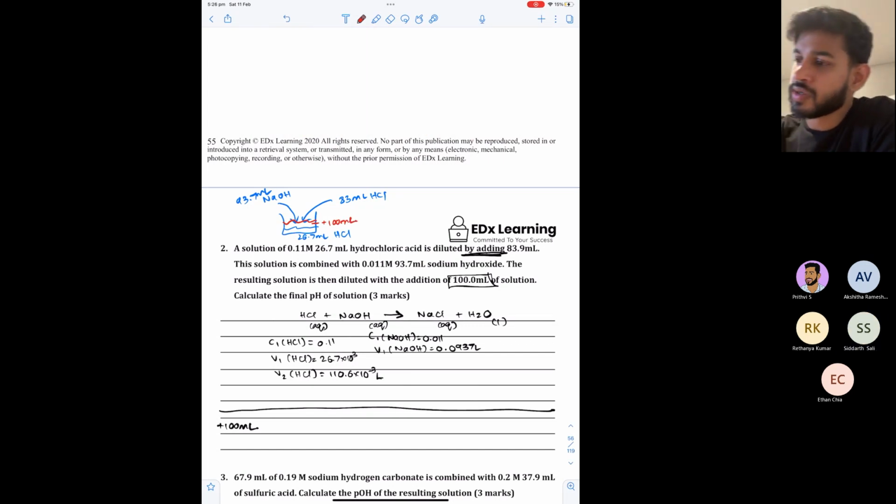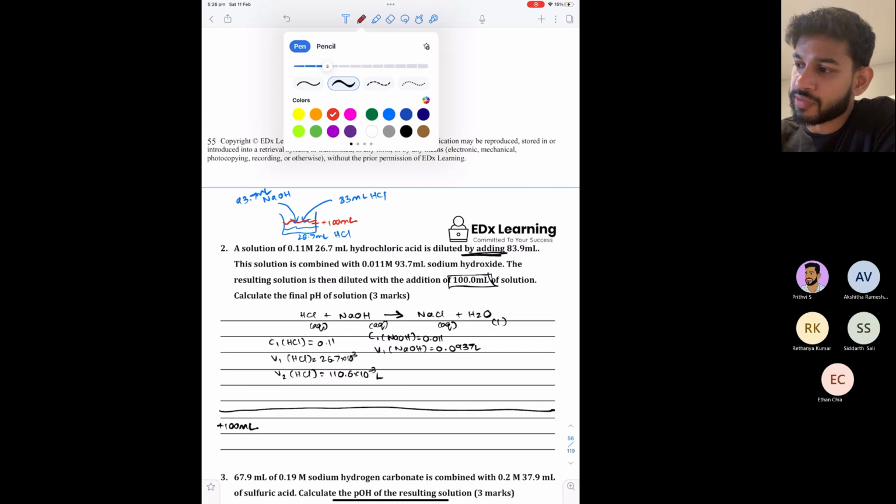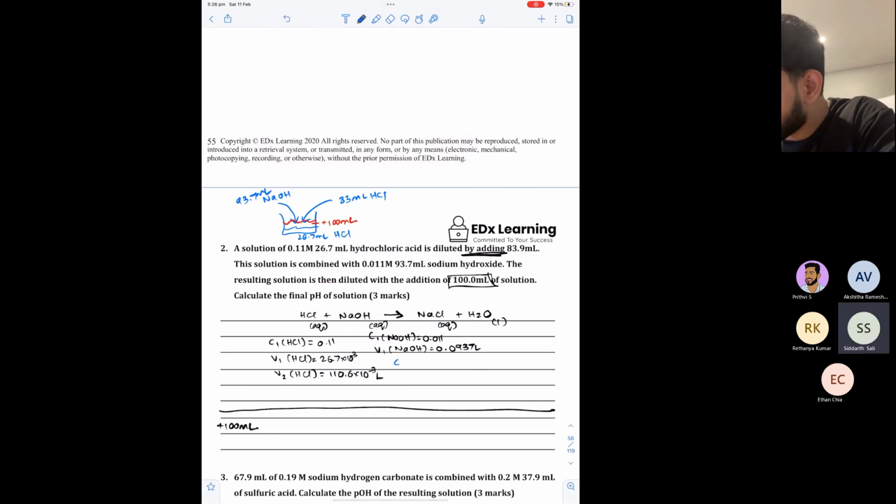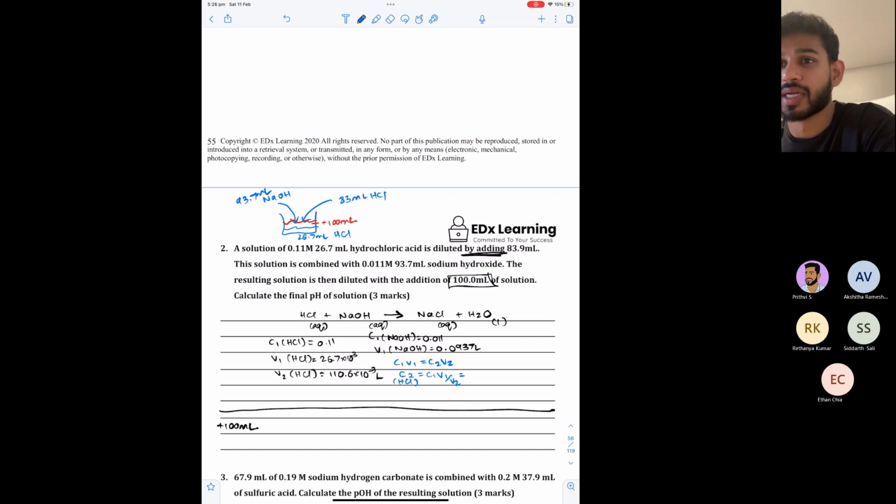Okay, good. So let's apply the C1V1 equals C2V2 formula first. What are you trying to find, Sid, first? C2. Good. We have V2. The C2 of HCl. So C2 of HCl is equal to C1V1 over V2. And that's going to be equal to, what do we get as our answer?